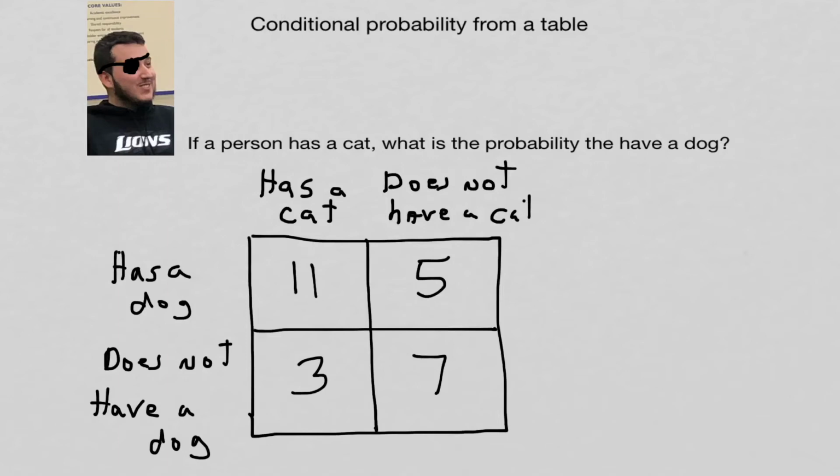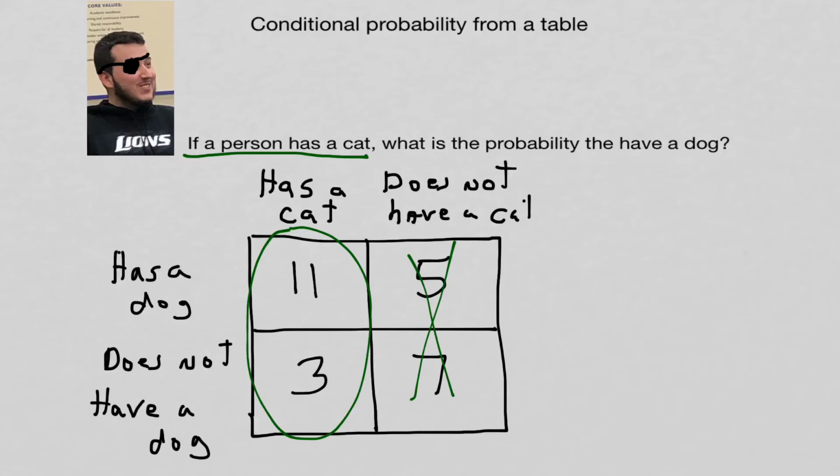Let's look at this table. I'm going to get a colored marker here. If a person has a cat, we're only going to be talking about these people. These who do not have a cat over here, we don't even use this information. We don't even need this because this is all about if a person has a cat. So we're only talking about these 14 people right here. I can just put a line through these. That data is irrelevant.